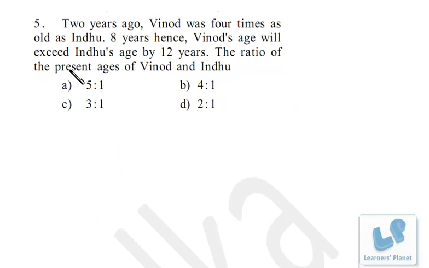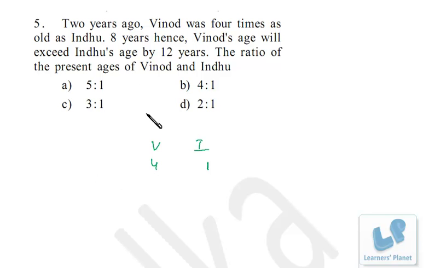Now let's take this question. The problem is based on ages. 2 years ago, Vinod was 4 times as old as Indu. Okay. 8 years hence, Vinod's age will exceed Indu's age by 12 years. The ratio of the present ages of Vinod and Indu. So this Vinod, Indu, right? 2 years ago, the ratio was 4:1, right?